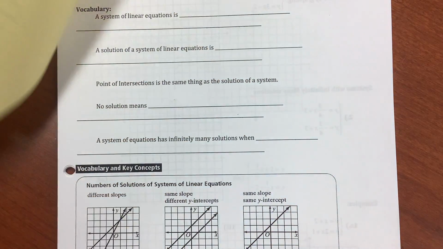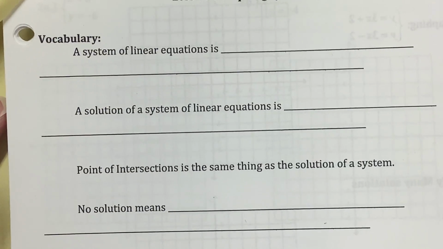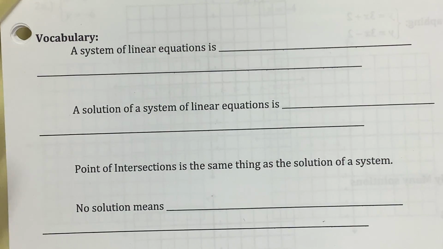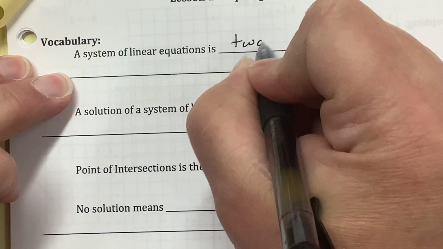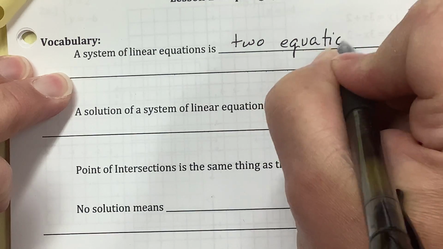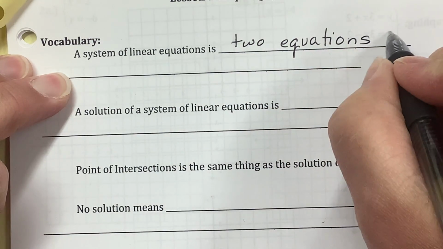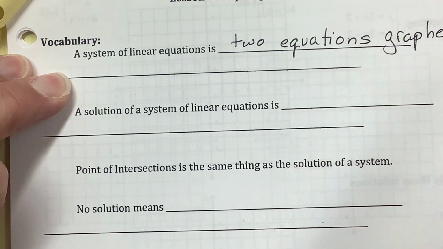It's getting exciting. Okay, so lesson 1, it always starts with a little vocabulary. Let me make this big enough for you to see, and we'll write some stuff down. A system of equations is two equations graphed on the same coordinate plane.